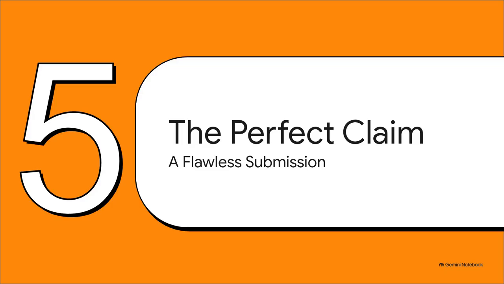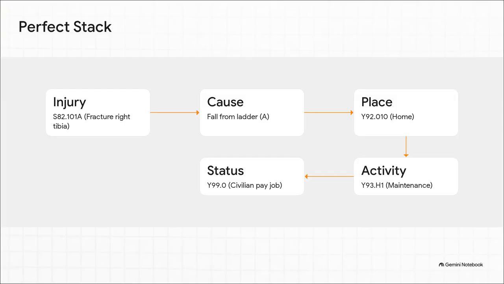Finally, Section 5, the perfect claim. All right, let's bring all these laws together and look at our masterpiece, a completely rejection-proof claim. Step 1, sitting at the absolute top of the claim, is the primary injury. We've got S82.101A, an active initial encounter for a fractured right tibia. Only after that do our secondary blocks drop into place. Step 2 is the cause, a fall from a ladder with a seventh character A matching that fracture perfectly.